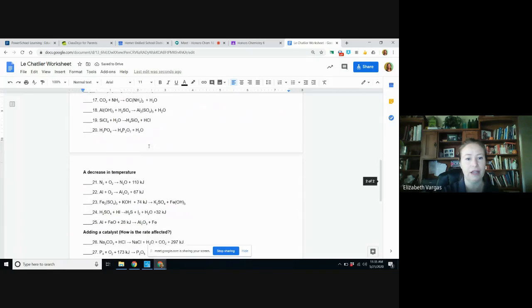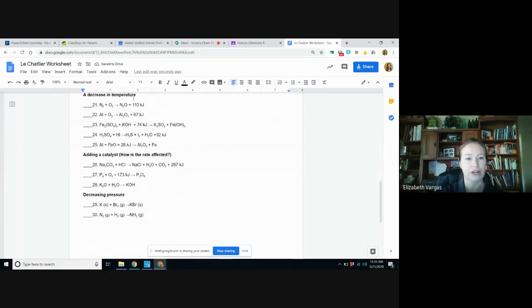Okay, what about lowering temperature? If I remove heat from this one, I'm taking away from the product side. It's going to make more heat to replace what I've taken out. So this one will shift to the right. And this is a trick question. I'll let you guys think about that one.